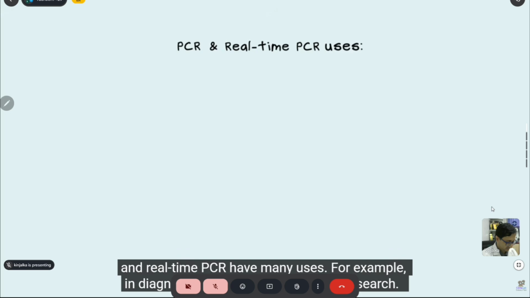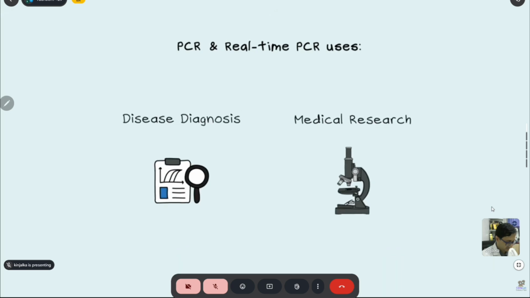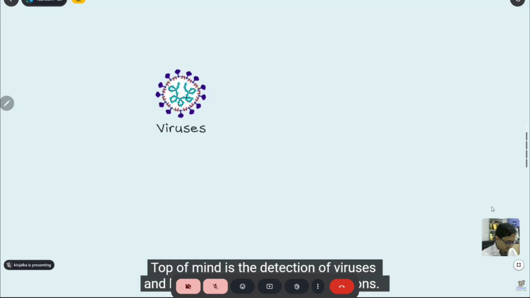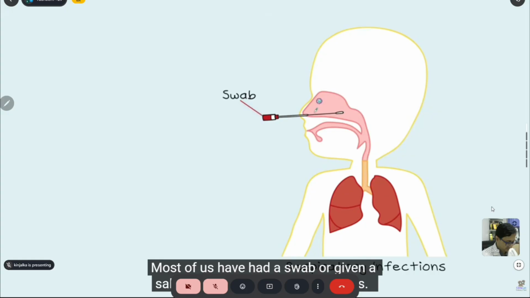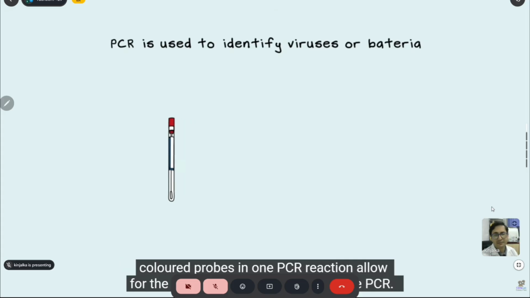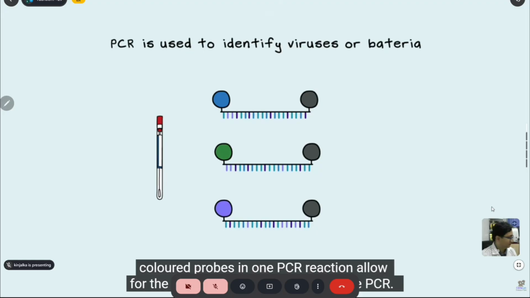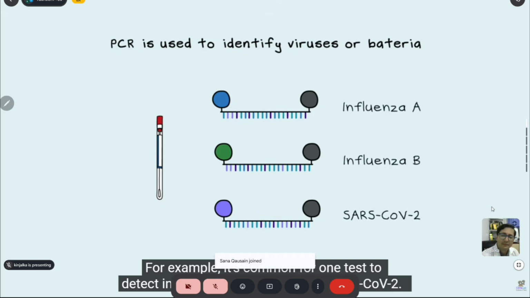PCR and real-time PCR have many uses, for example, in diagnosing disease and in medical research. Top of mind is the detection of viruses and bacteria from respiratory infections. Most of us have had a swab or given a saliva sample for one of these tests. From this sample, PCR is used to identify which viruses or bacteria are present. Different colored probes in one PCR reaction allow for the detection of many targets in one PCR. For example, it's common for one test to detect influenza A, influenza B, and SARS-CoV-2.